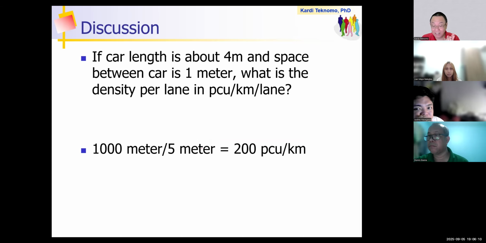Okay, up to here, is there any question? Can you distinguish between flow and density?